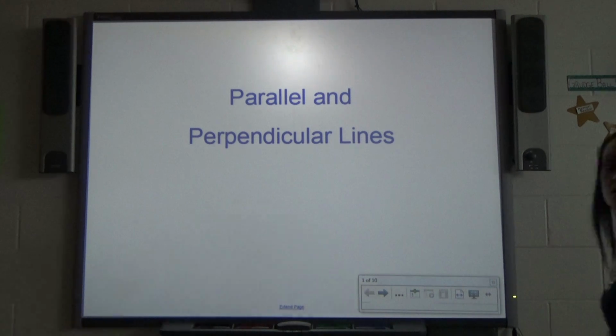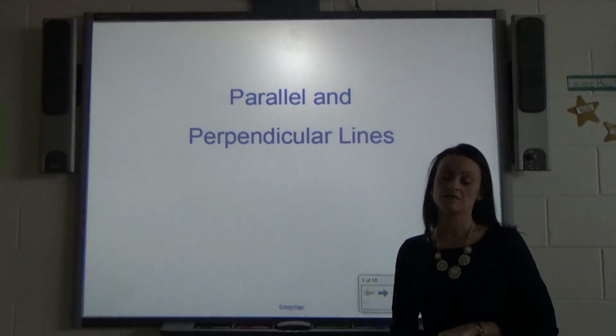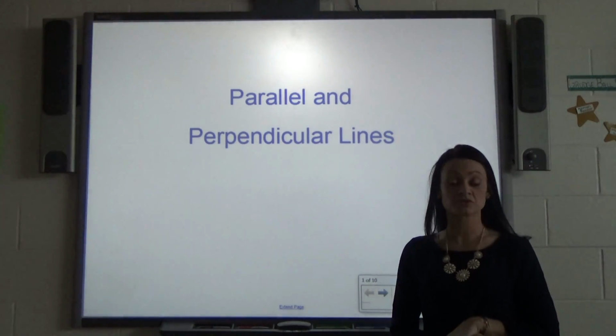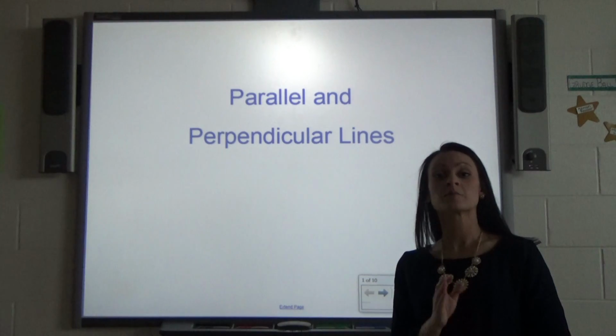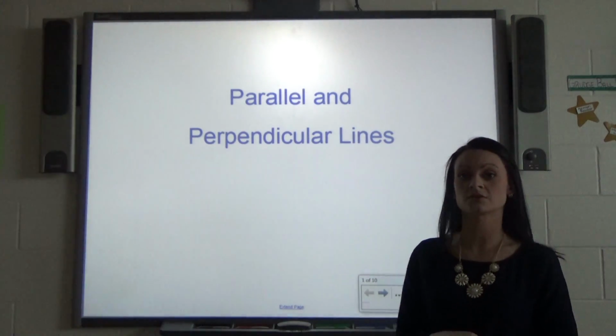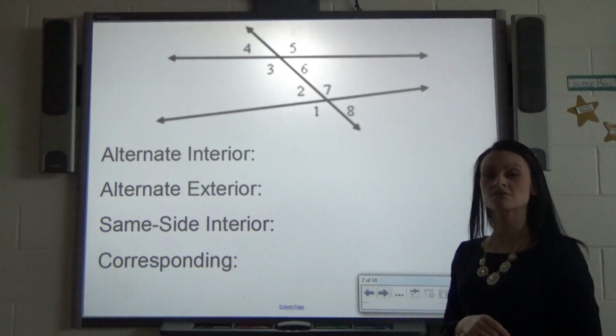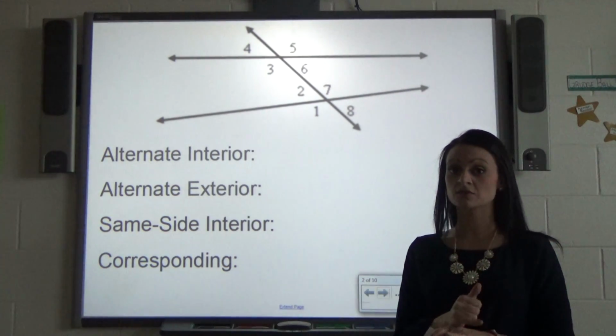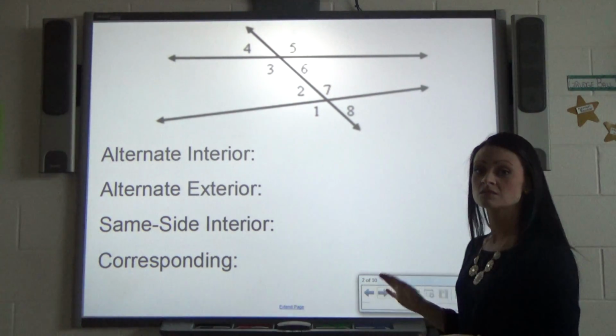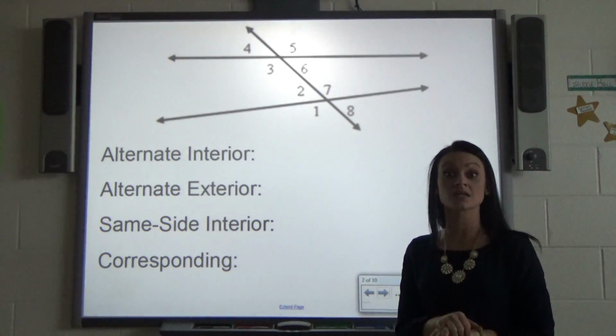This lesson is a continuation of the notes that were given about two lines cut by a transversal, except today I'm going to kick it up a notch and we're going to deal with parallel lines that are cut by a transversal. Before I go there though, let's review the four types of angles that we talked about in those two lines cut by a transversal notes to make sure that we're good to go when we kick it into parallel lines.